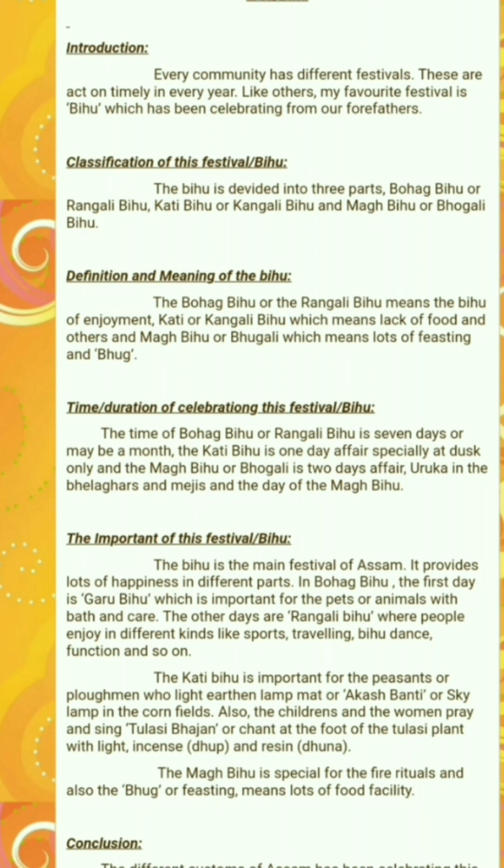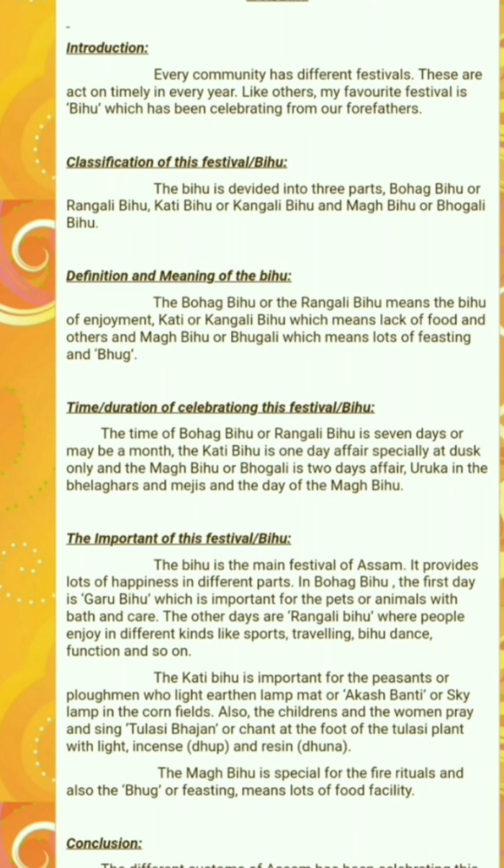The Bihu is divided into 3 parts: Bohag Bihu or Rongali Bihu, Kati Bihu or Kongali Bihu, and Magh Bihu or Bhogali Bihu. Definition and meaning of Bihu. The Bohag Bihu or the Rongali Bihu means the Bihu of enjoyment, Kati or Kongali Bihu means lack of food and others, and the Magh Bihu or Bhogali Bihu means a lot of feasting and bhog.